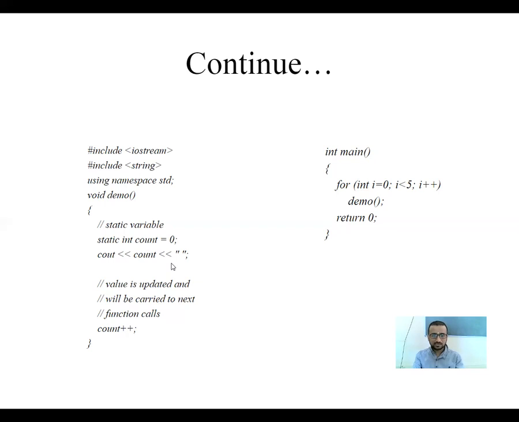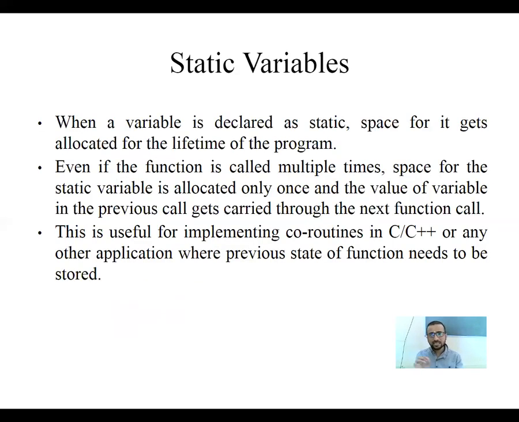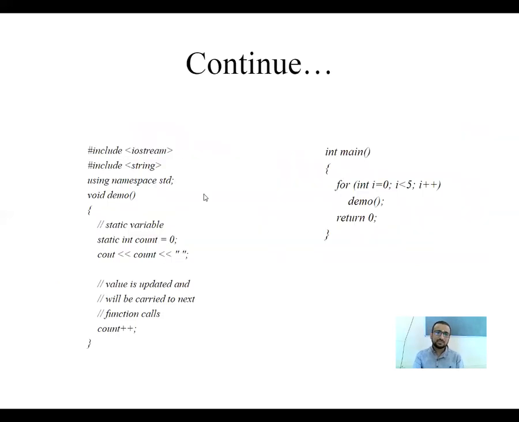So with the help of this static keyword, what we have implemented is a space that we have allocated for that function only once, but the previous value of that variable count is carried over to the next function call. Okay. So this is nothing but the example of a static variable that we can have.